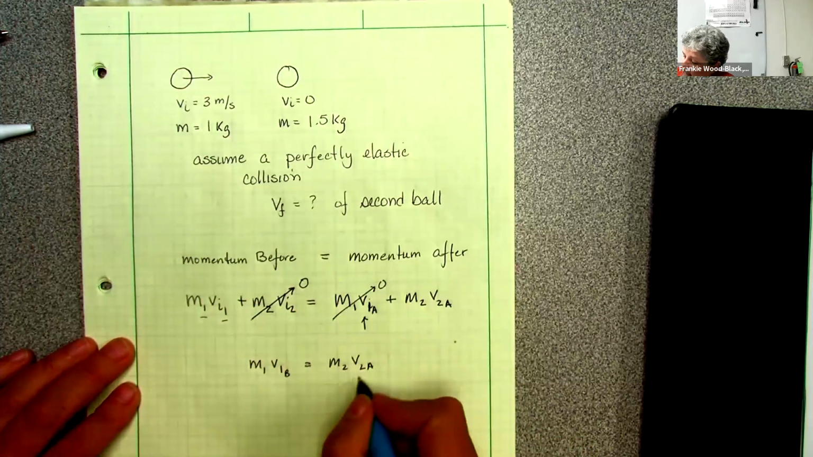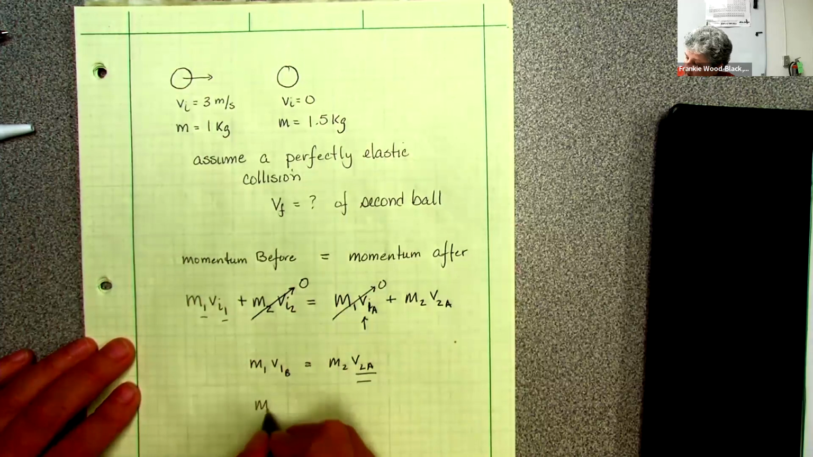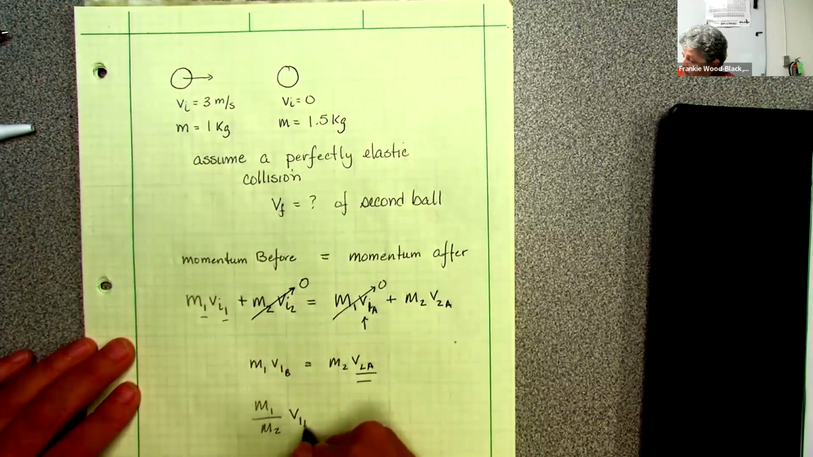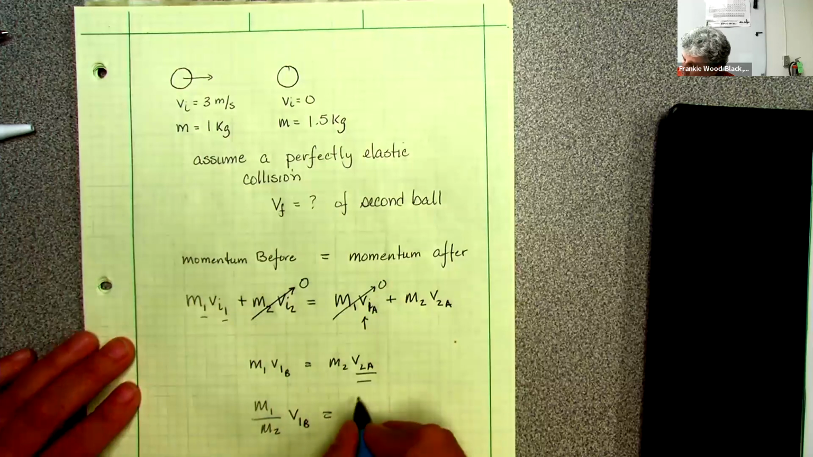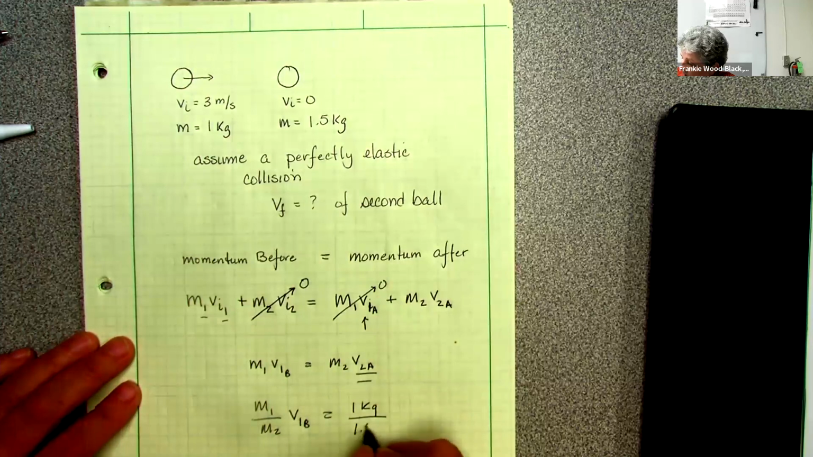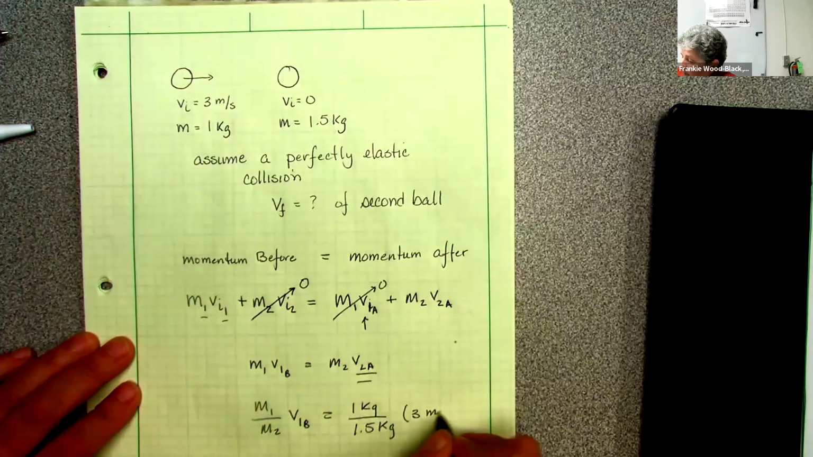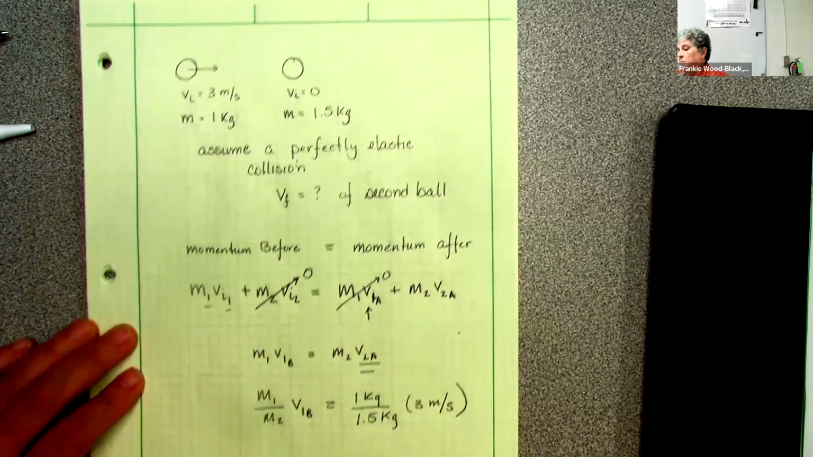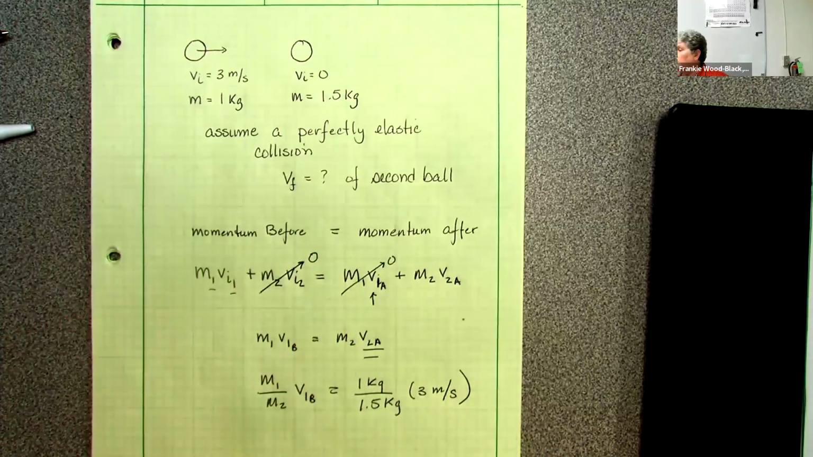And now, since that's what I'm looking for, I get M1 divided by M2 times velocity 1 before. It's going to give me 1 kilogram divided by 1.5 kilograms times my 3 meters per second, which will give me my velocity after. I have left all my calculators in another room, so we're just going to leave it at that.